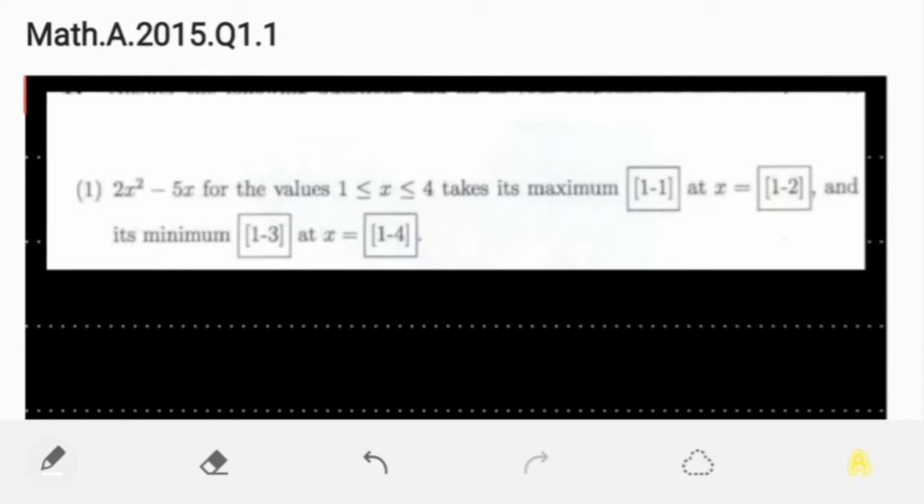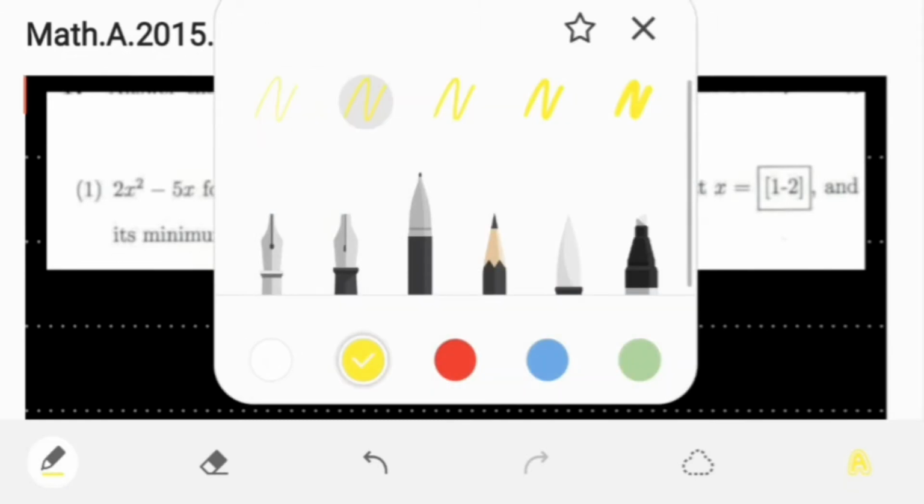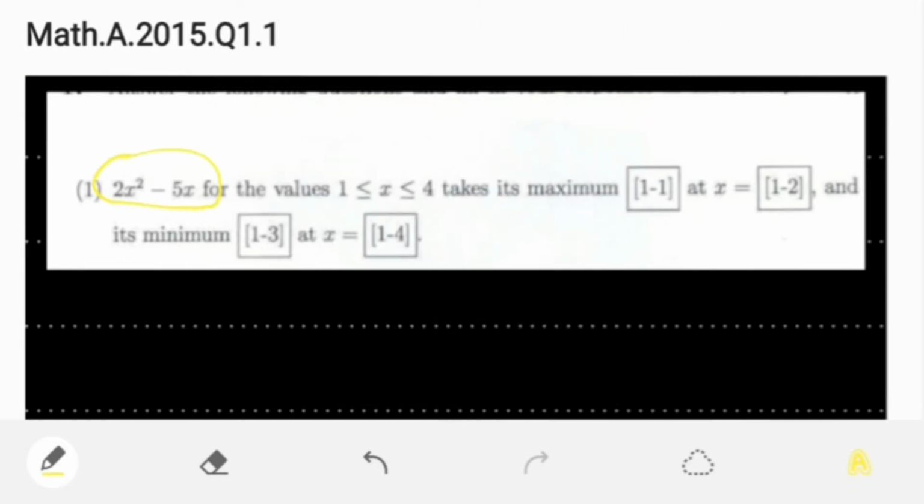So, hello everyone, let's solve max exam math A 2015 question 1.1. He's telling us we have this 2x squared minus 5x for the values, and this is important, x bigger or equal to 1 and smaller or equal to 4. So where does it take its minimum and where does it take its maximum?